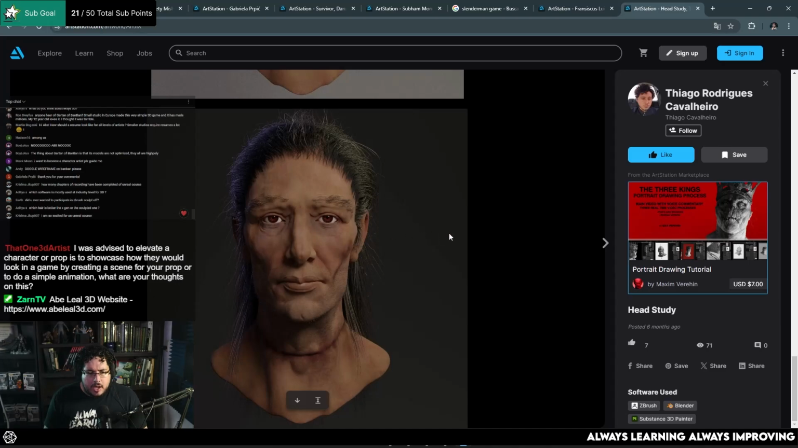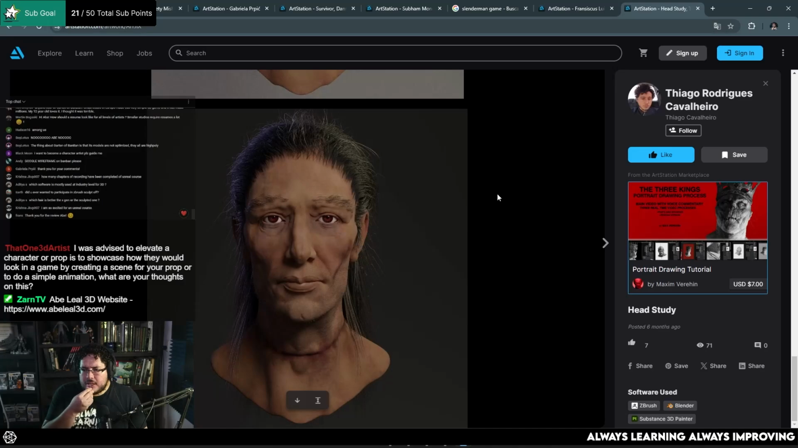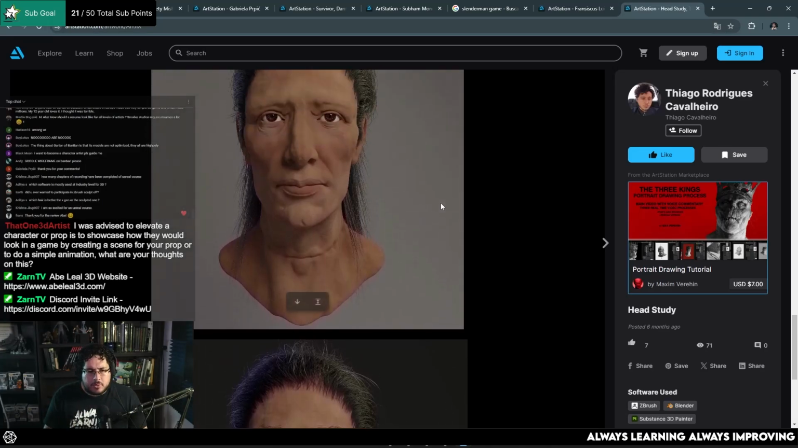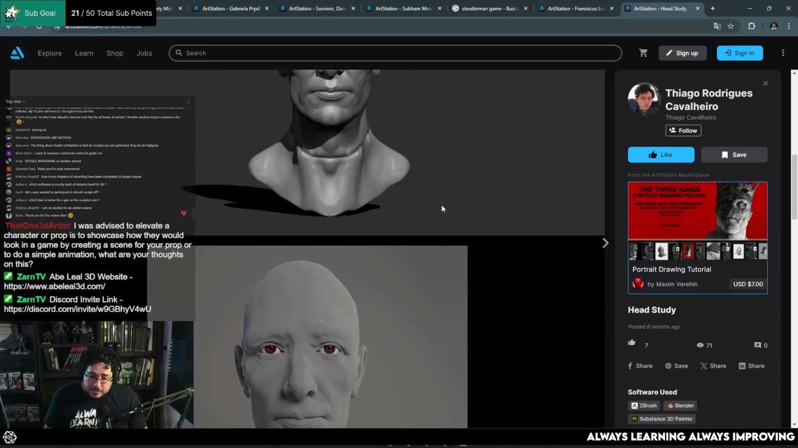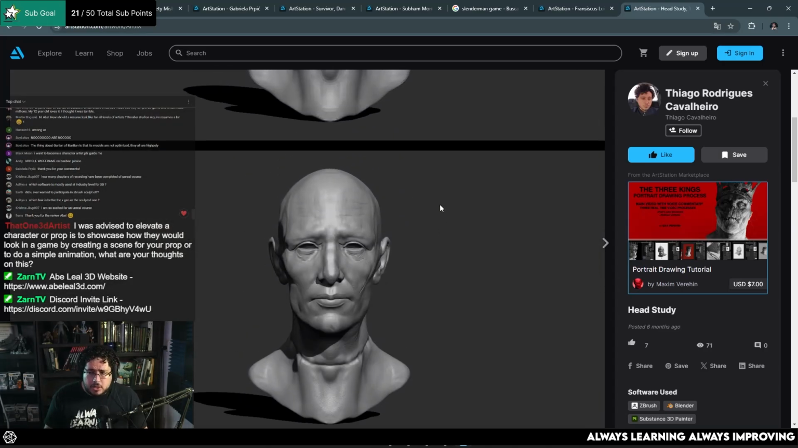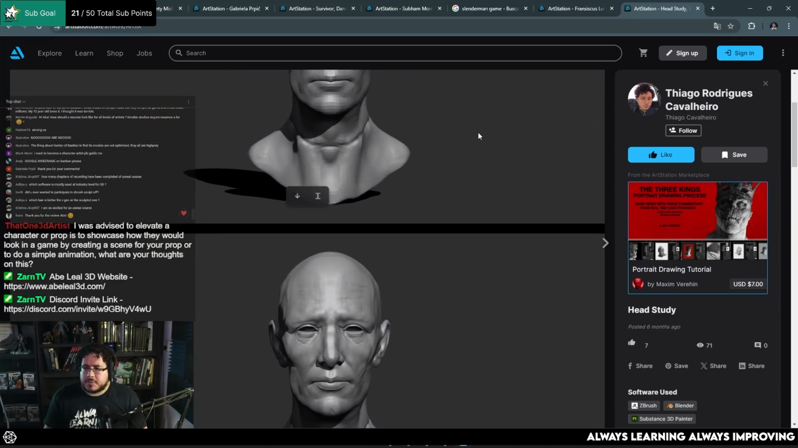Okay. I might suggest, Thiago, the new anatomy course that I released. I think that one could definitely help you understand more of the forms in the sculpting section. And then for texturing, you definitely need to learn about retopology and things like that. And then, of course, Substance Painter.